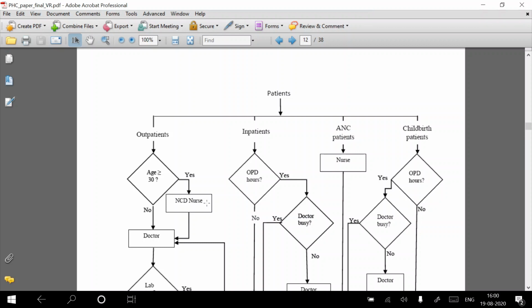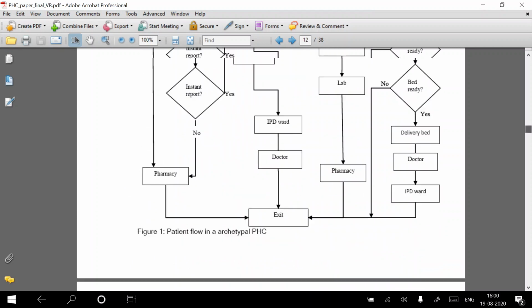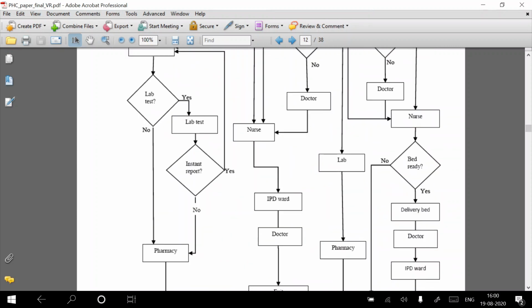Then they see a nurse, so you have a service rate for the nurse, for the non-communicable disease nurse here. You have a service rate for the doctor here for each of these. You have a separate service rate for ANC patients. You have a separate service rate for childbirth patients, both by the nurse as well as the doctor. How long do they occupy the bed, the delivery bed? How long does an inpatient stay in the inpatient ward, and so on, right?